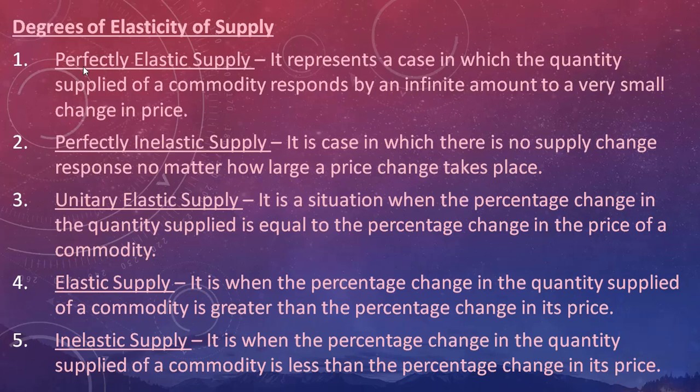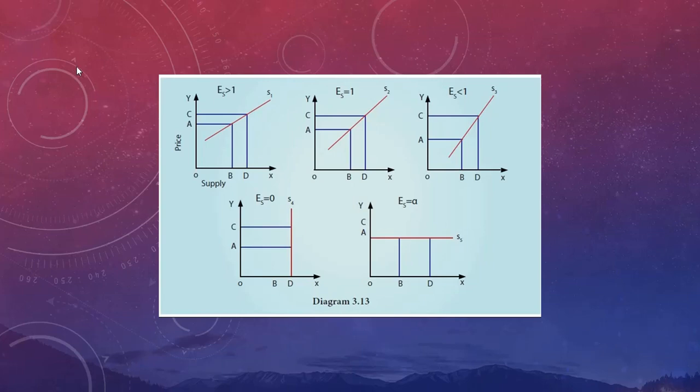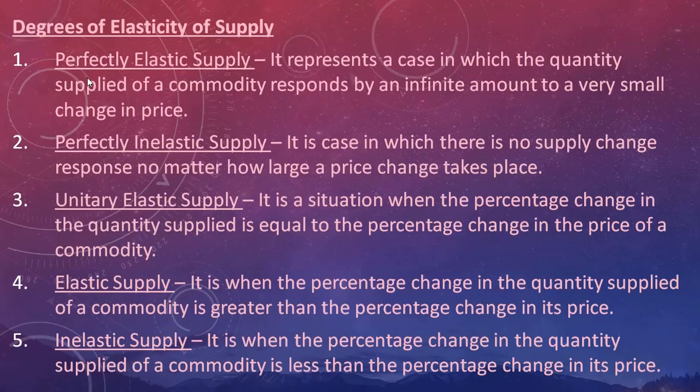Now elastic supply is the condition when the percentage change in the quantity supplied of a commodity is greater than the percentage change in its price. Inelastic supply is when the percentage change in quantity supplied of a commodity is less than the percentage change in its price, hence it is known as inelastic supply. I have given you some graphs here, so you can refer to them for understanding the degrees of elasticity of supply.